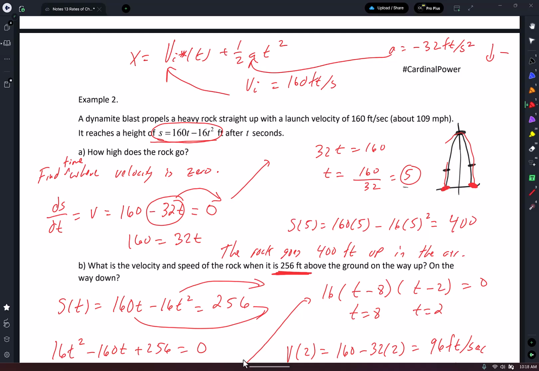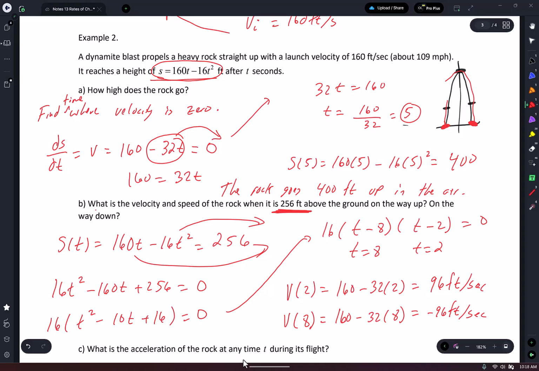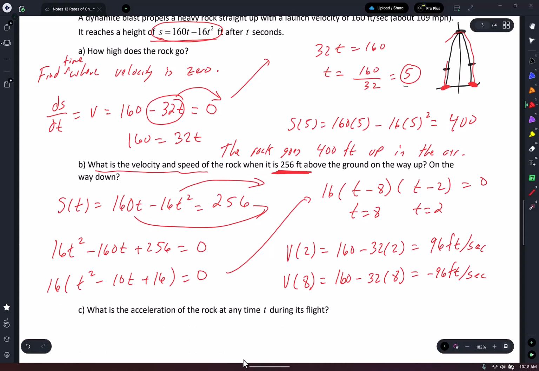Why did we plug it into the velocity? Because they wanted to know the velocity. What is the velocity and speed of the rock? So velocity is the derivative of position. Do you know what I mean? And then the derivative of velocity is acceleration.